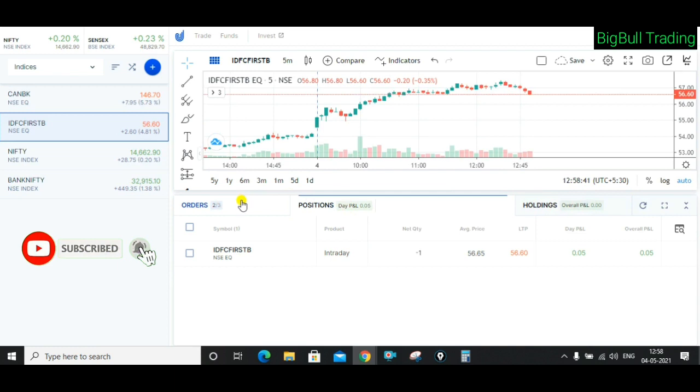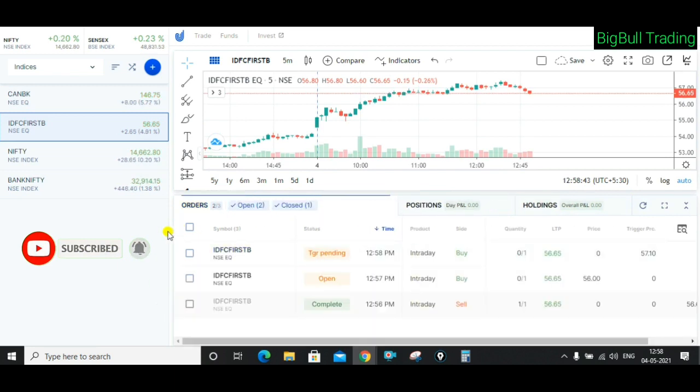So if you go in the order, you see two orders are there. One is the trigger pending, this is for the stop loss. Once it achieves 57.10, automatically it will be cut out from the system. The other for my target is 56. So for now, after you put this, you think I want to change the target.